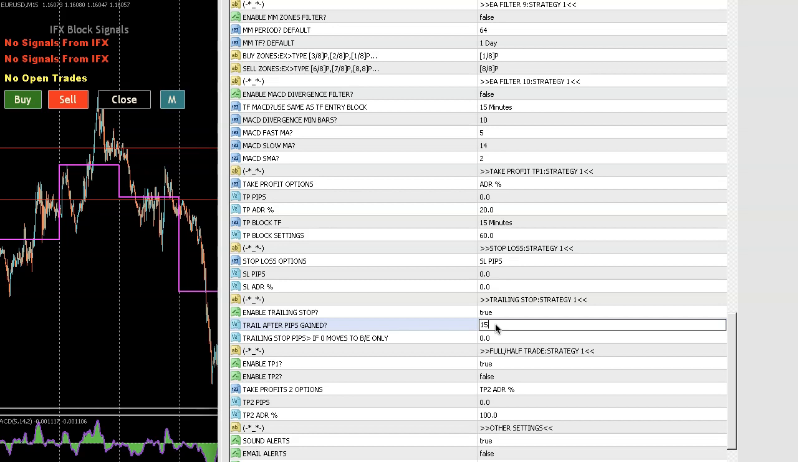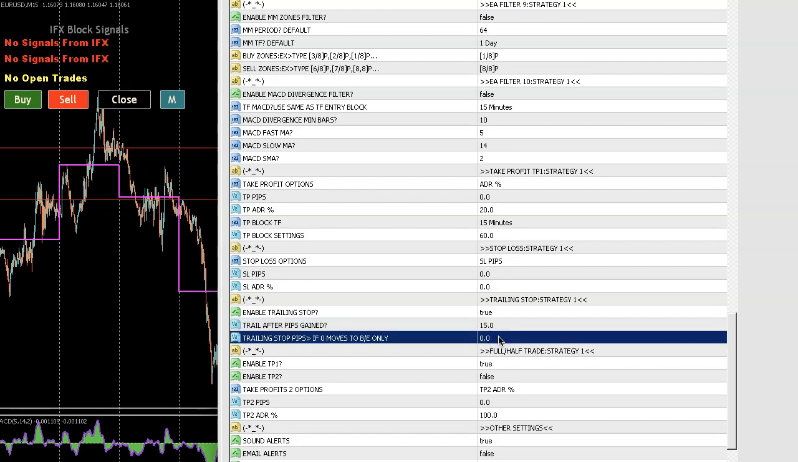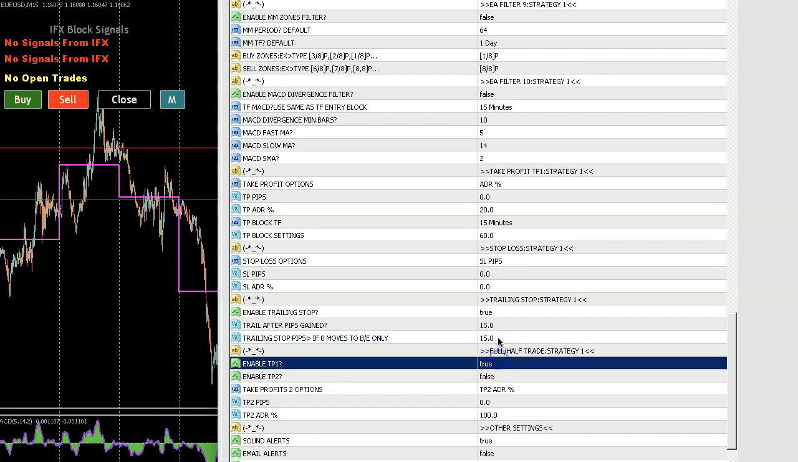So if you wanted to move 30 pips in profit, then what you need to do is this: after 15 pips, the first 15 pips is going to move to break even. Then after the next 15 pips, which is a total of 30 pips, it's going to move into 15 positive pips, right? So this is very important.